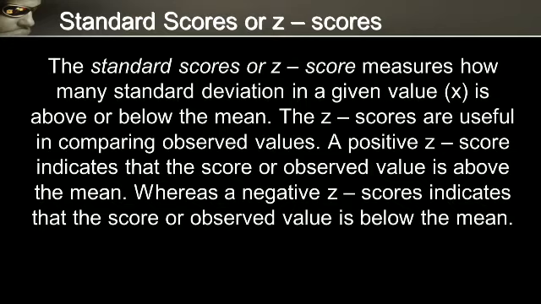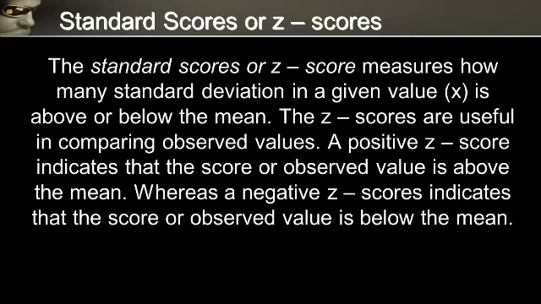The standard scores or Z-scores measure how many standard deviations a given value x is above or below the mean. It means, class, sa lesson na ito or sa video ito, pag-aaralan natin kung yung observed value po ba ay above the mean or below the mean. Yan. The Z-scores are useful in comparing observed values. A positive Z-score indicates that the score or observed value is above the mean.